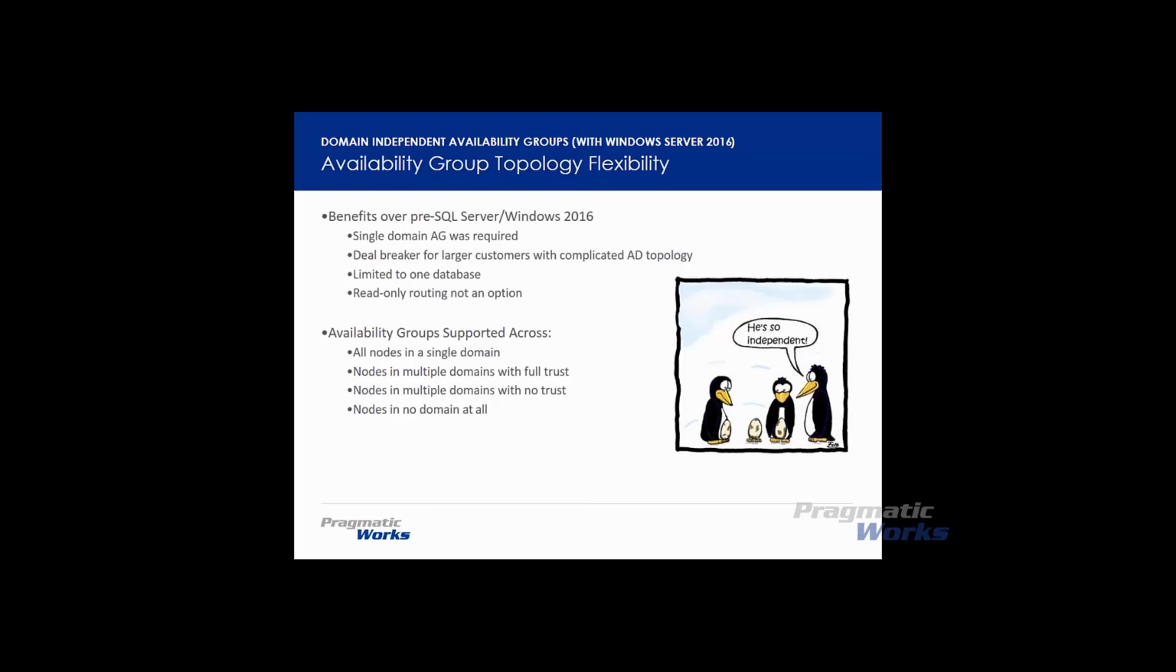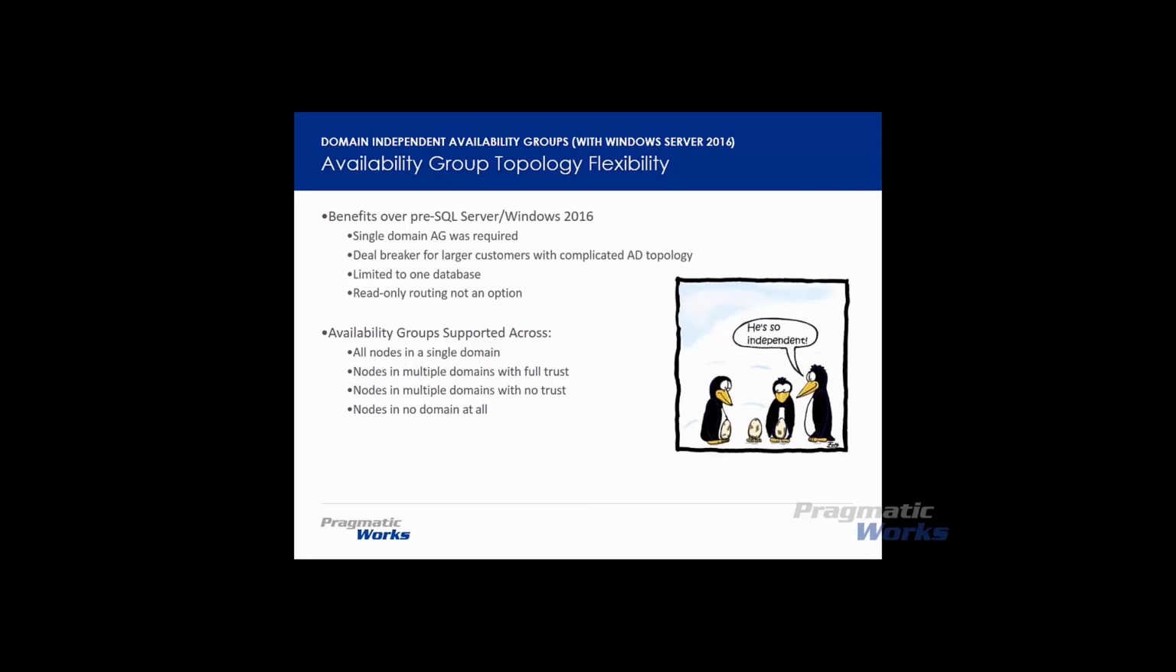But so these domain-independent availability groups, DIAGs, if you will, there's kind of 4 ways they're supported. So you can have all the nodes in a single domain, very traditional way. You can have nodes across multiple domains with full trust, which kind of makes sense. It didn't support that before, but it's kind of an intuitive thing for it to do. You can have nodes in multiple domains with no trust, which is definitely something it did not offer, and very exciting, like I said, for those folks where the topology is very complicated.